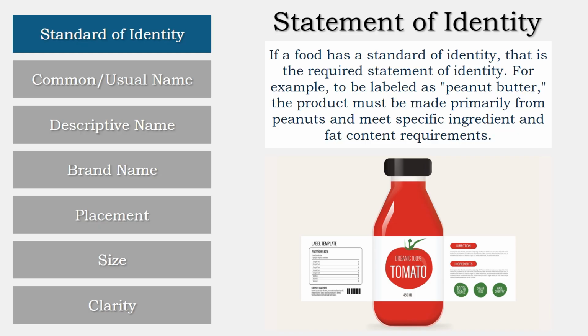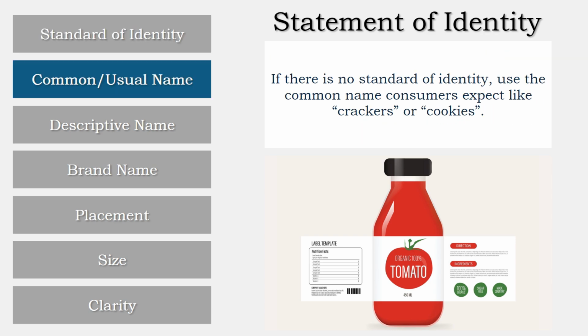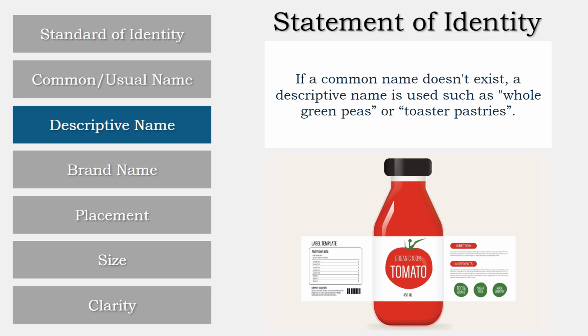Standard of identity. If a food has a standard of identity, that is the required statement of identity. For example, to be labeled as peanut butter, the product must be made primarily from peanuts and meet specific ingredient and fat content requirements. Common or usual name. If there is no standard of identity, use the common name consumers expect like crackers or cookies. Descriptive name. If a common name doesn't exist, a descriptive name is used such as whole green peas or toaster pastries.